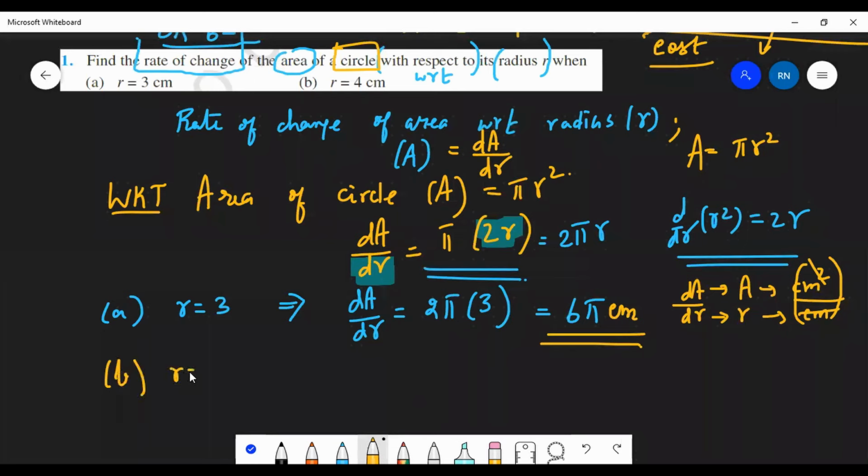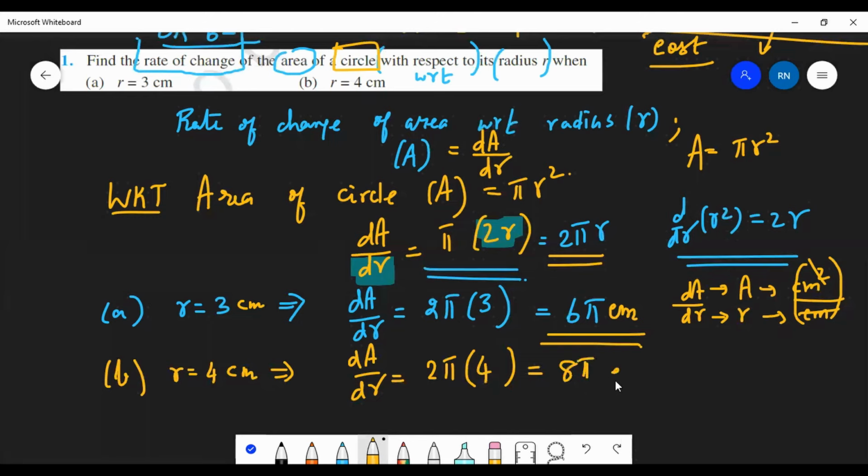For subdivision B, they asked you to apply the value 4 centimeter. So dA by dr: the expression is common, in terms of the variable it is 2 pi r only. You are only substituting the value for r. So now you get the answer 8 pi, unit centimeter. Take care of the unit with focus, as there is mark allotment for it.